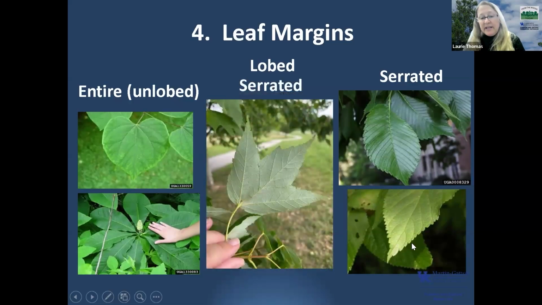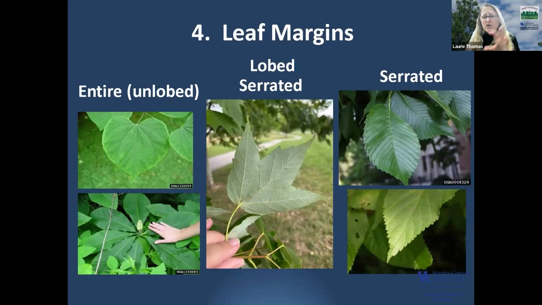And then you can also have leaves that are lobed and serrated. Our red maple is an example of a lobed and serrated leaf. So it has 3 lobes, 1, 2, 3, and it's got those V-shaped indentations, but the edges of those leaves have serrations on them. They have little teeth all along the edges there.